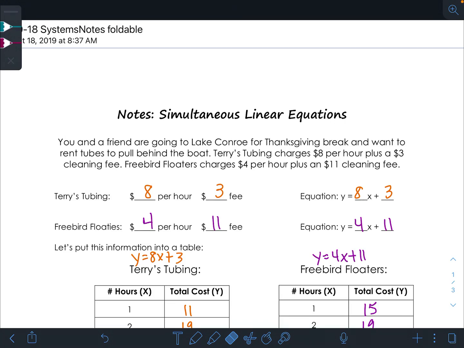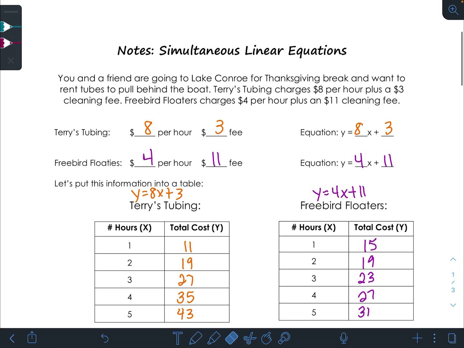So I went ahead and already filled in all of this stuff, because the purpose of what I'm about to show you is not about filling in this information. So basically, what we're looking at is we are trying to identify when two things cost the same amount.